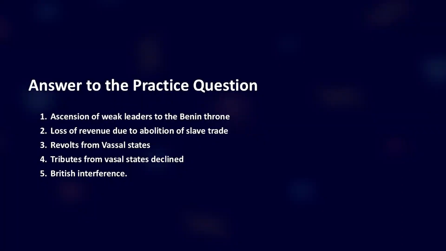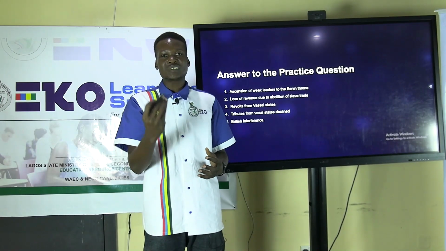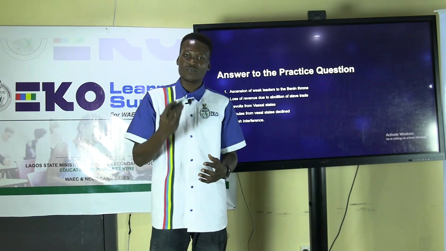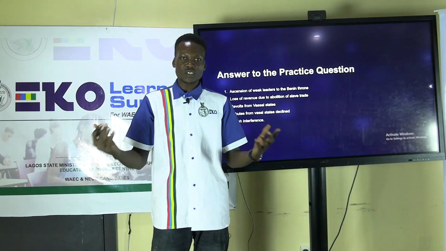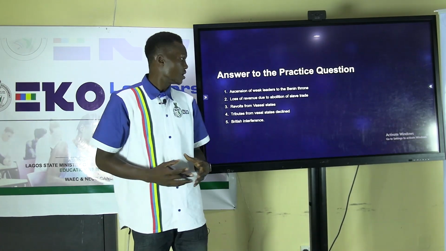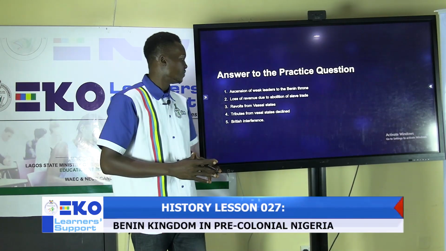2. Loss of revenue due to the abolition of slave trade. I also said earlier that the slave trade was one of the important and key sources of revenue for the kingdom. So when it was abolished, it brought about loss of one of the key sources of revenue.